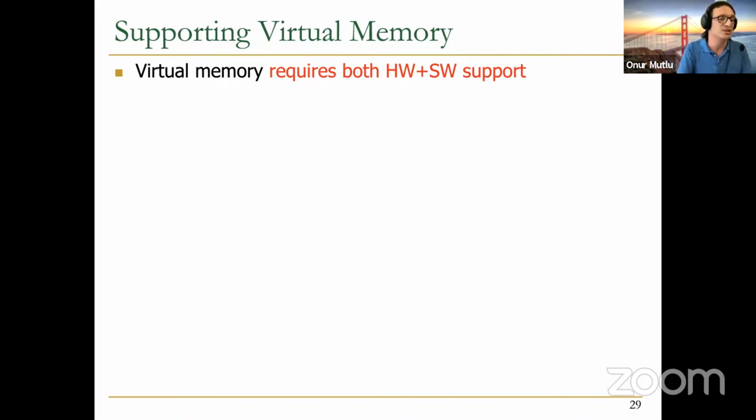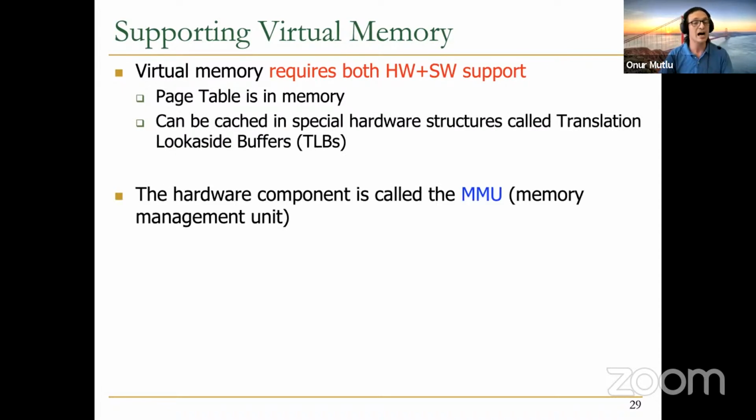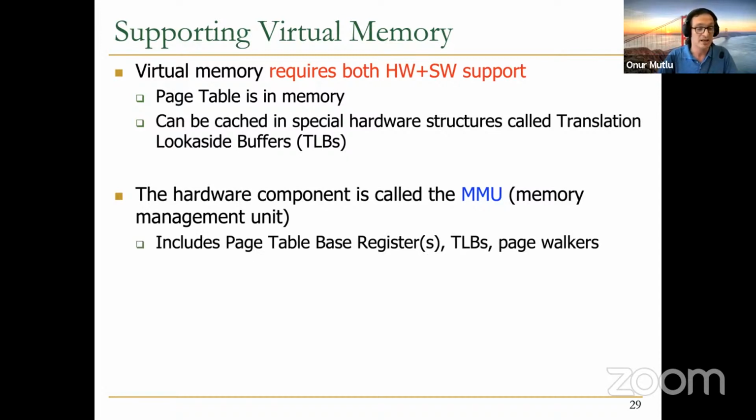And at the very basics, you need to have support for translation, meaning accessing the page table. But TLBs are a no-brainer if you have virtual memory, right? So page tables in memory can be cached in special hardware structures called TLBs, as we discussed. The hardware component of virtual memory is usually called the MMU, or memory management unit. And this is usually a per-core unit. Every core has a TLB, for example, an L1 TLB, an L1 data TLB and instruction TLB. But it also includes other things. It includes page table base registers, TLBs, page walkers.